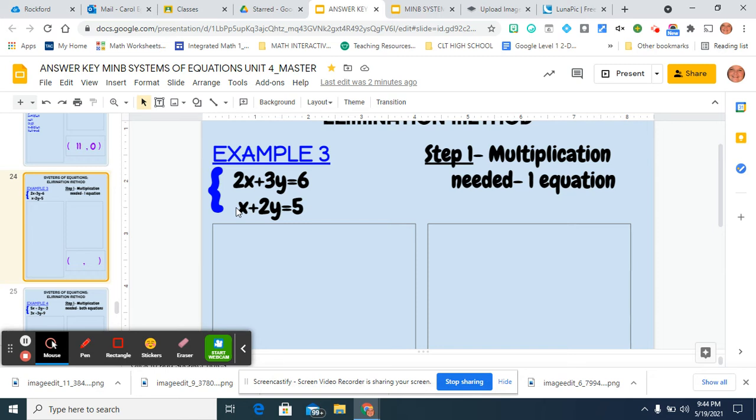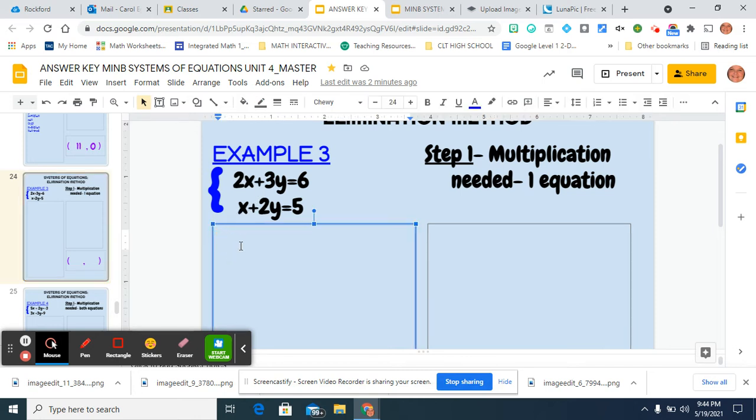So it's very easy to control what you're going to multiply by. I'm going to take this second one, x plus 2y equals 5, and multiply it by -2. By doing that, I'm going to create an additive inverse between the 2x up here and what will become a -2x in the second equation. So I'm going to take -2 and multiply it by x plus 2y equals 5, because remember, you can't just multiply one term, you have to multiply everything.